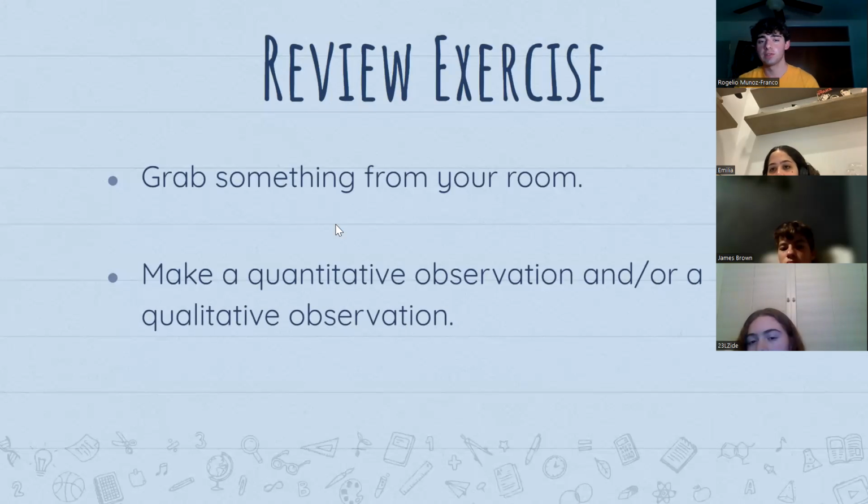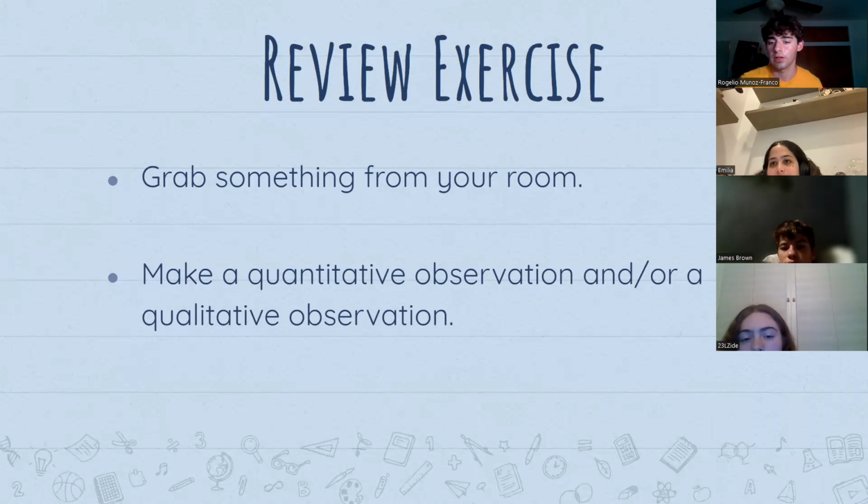So now I have this review exercise that's going to help me understand if you understand this topic. I'm going to have you guys grab something from your room and make a quantitative or qualitative observation. Who wants to go first? Emilia. Okay, so a quantitative observation would be that I have 1 crochet hook, and a qualitative observation would be that part of it is blue.